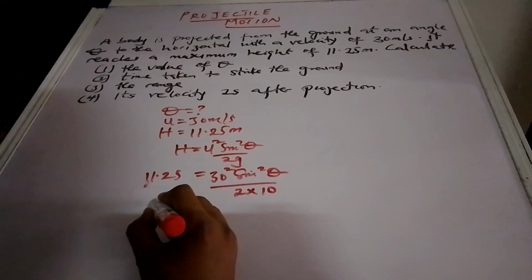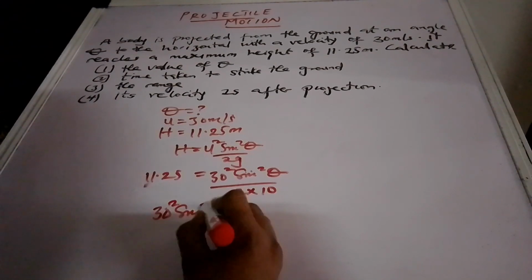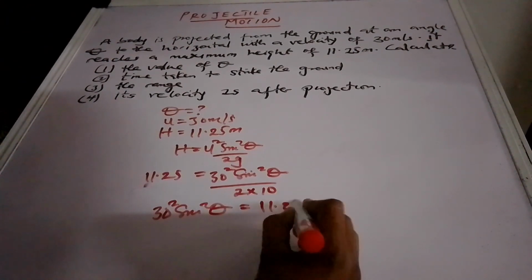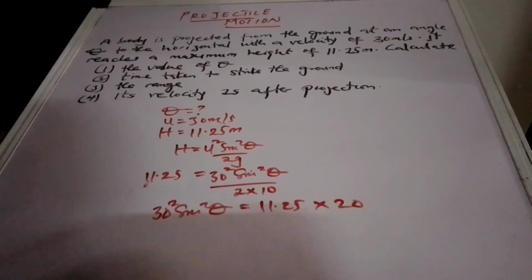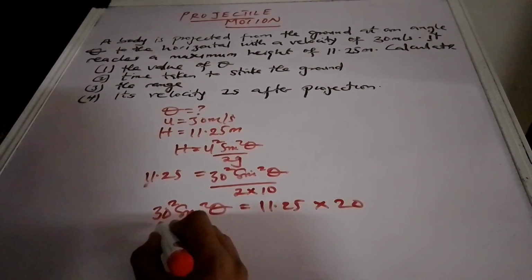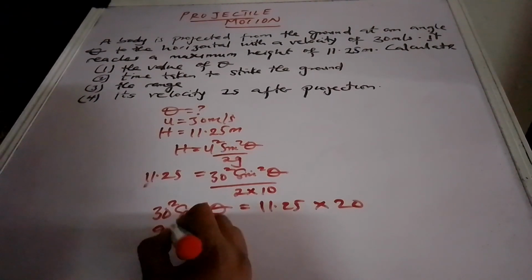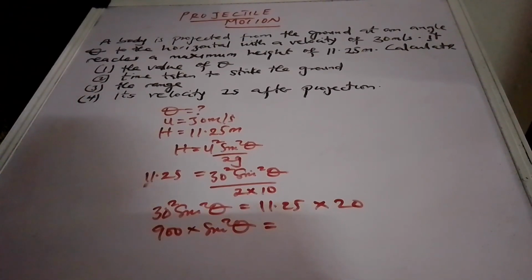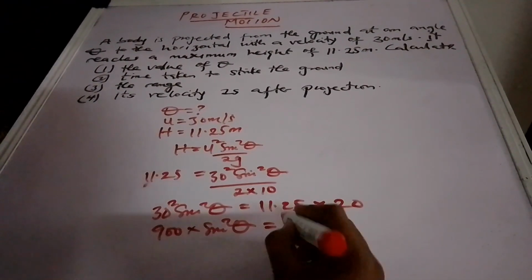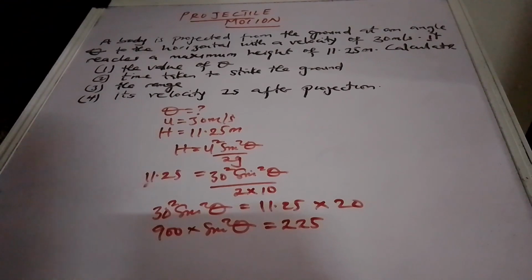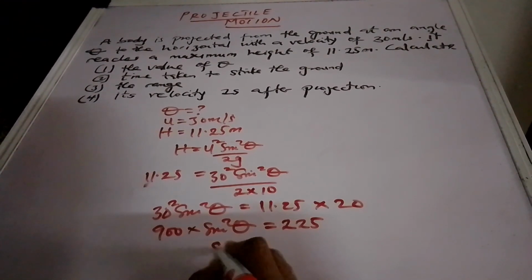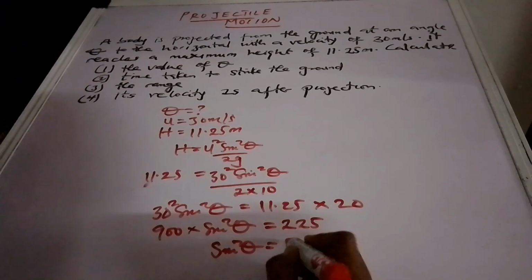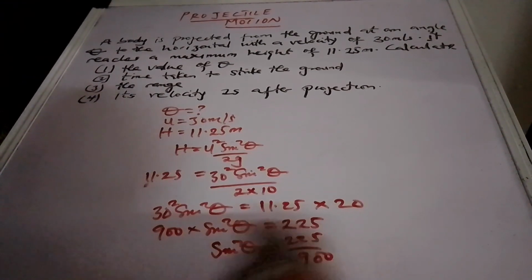If I cross multiply, then it's going to be 30 squared sine squared theta equals 11.25 multiplied by 20, that is 2 times 10 is 20. Alright, let's break it down. What is 30 squared? 30 squared is 900. 900 multiplied by sine squared theta equals, what is 11.25 multiplied by 20? That is 225. So let's make sine squared theta the subject of the formula. So sine squared theta is going to be 225 over 900.